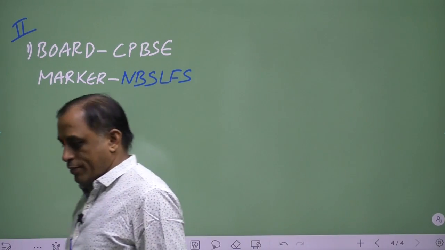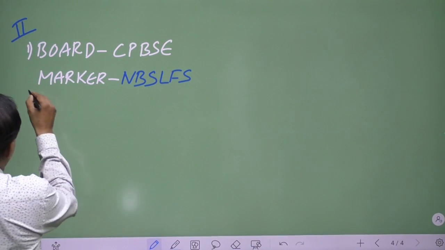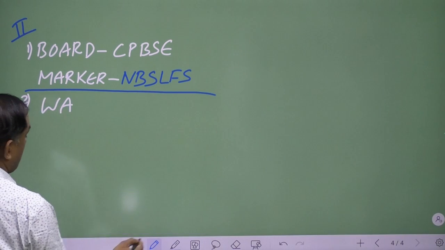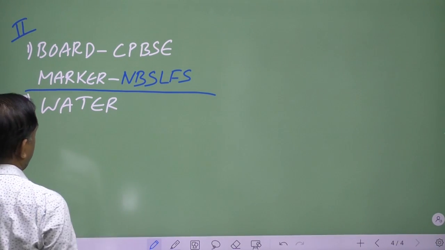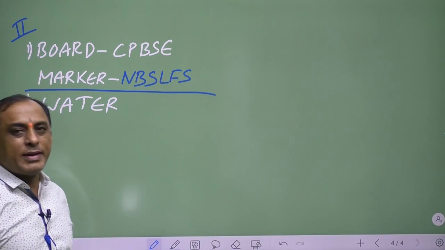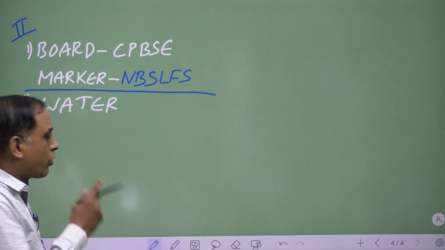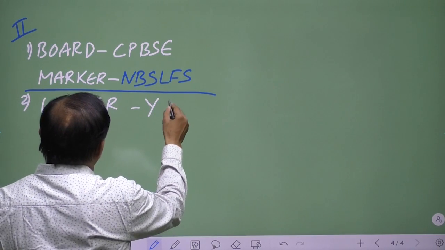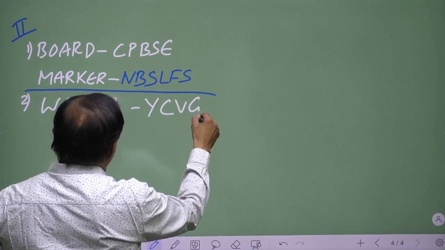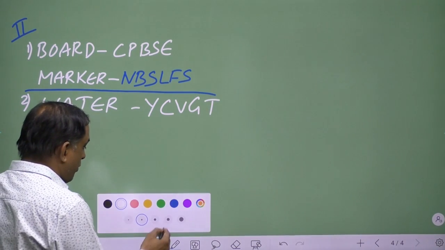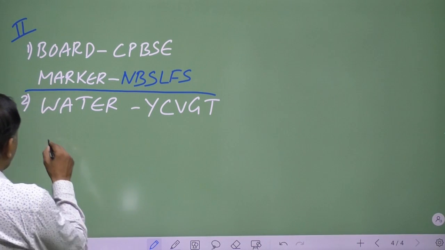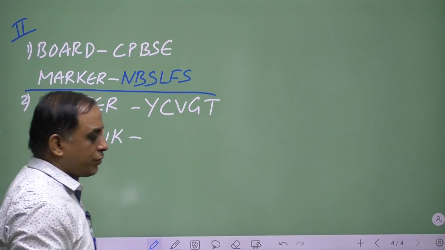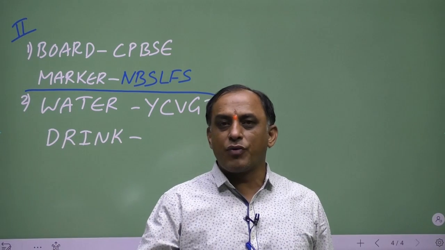Next question. In a code language, if water, W-A-T-E-R, is coded as YCVGT, then how will you code drink in the same code language?